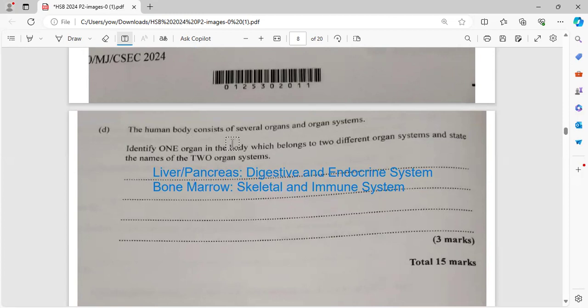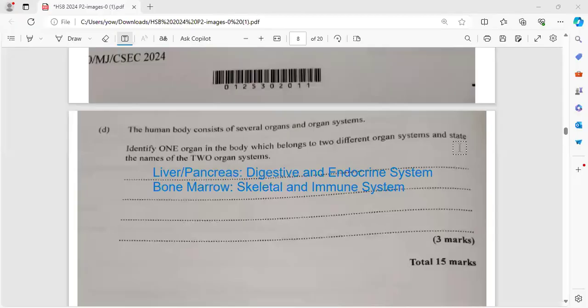Identify. The human body consists of several organs and organ systems. Identify one organ in the body which belongs to two different organ systems and state the name of the two organ systems. All right, guys, this one was a thinking question, but it's pretty simple. If you had the liver, your liver plays a role in digestion because it emulsifies fat, and your liver also plays a role in your endocrine system.